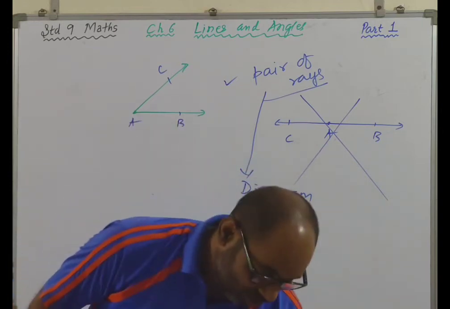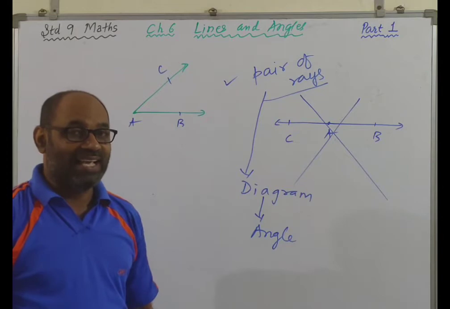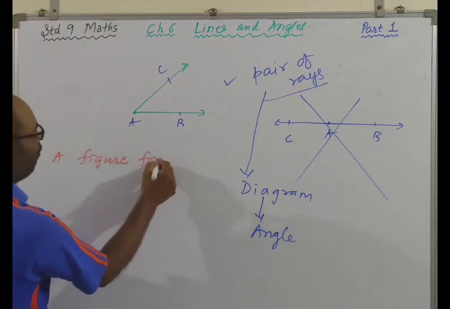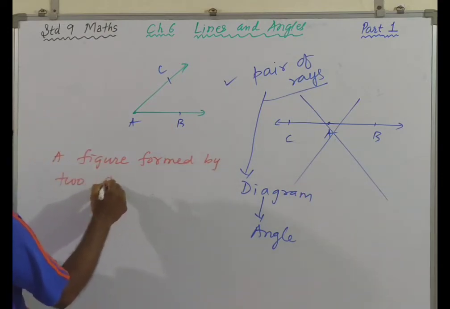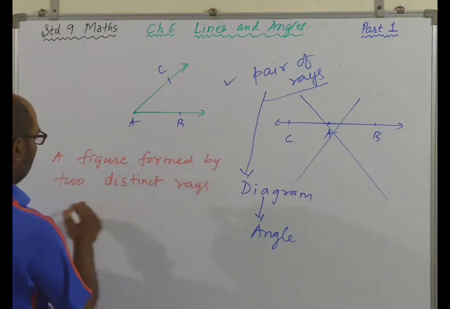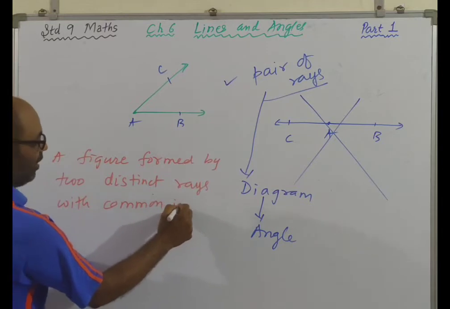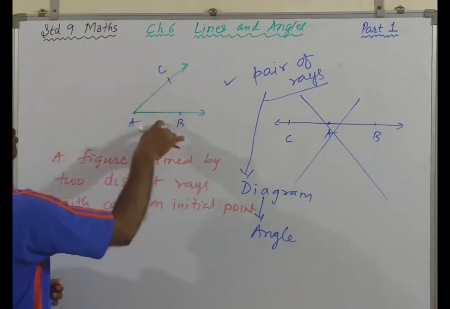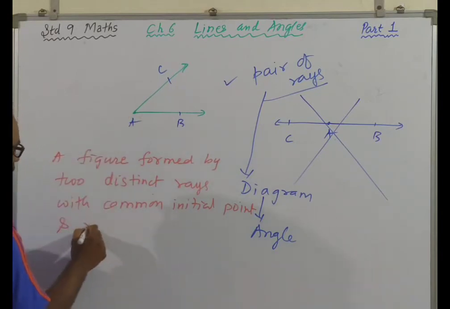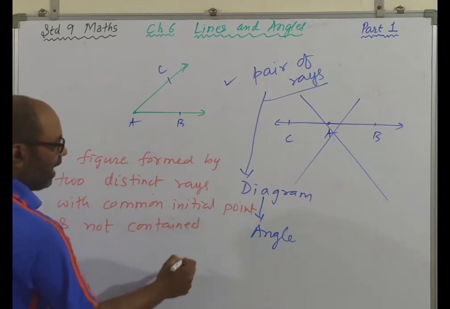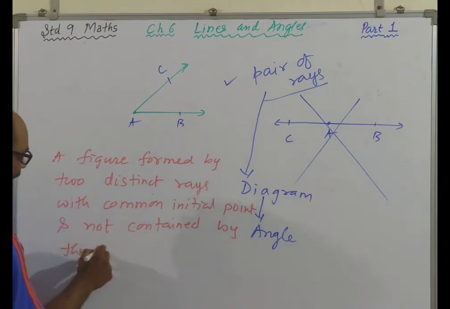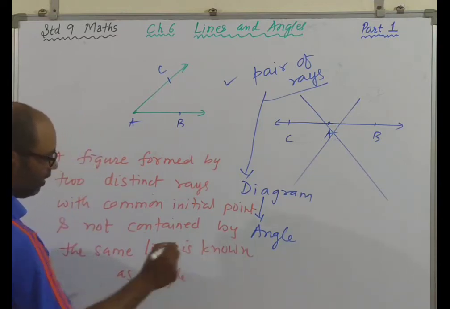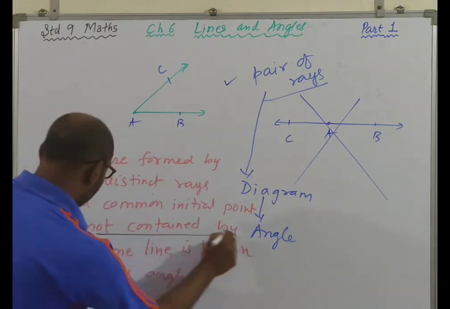This diagram is called an angle. You know it, children, but I'm going to define it now. What is an angle? A figure formed by two distinct rays with common initial point, whatever I described, that is what I am writing. A figure formed by two distinct rays with common initial point and not contained by the same line is known as an angle.